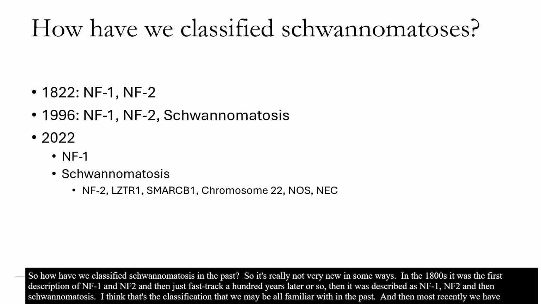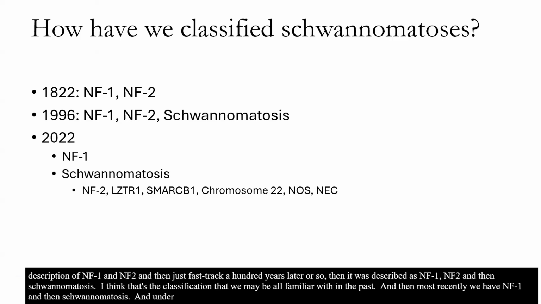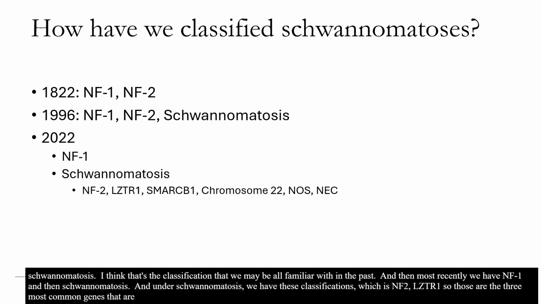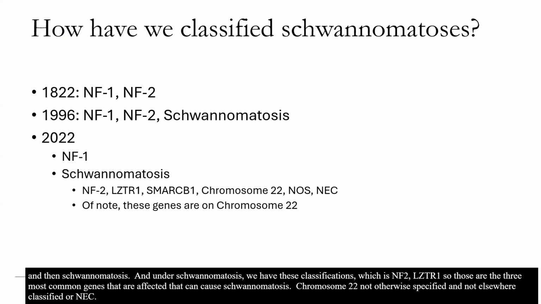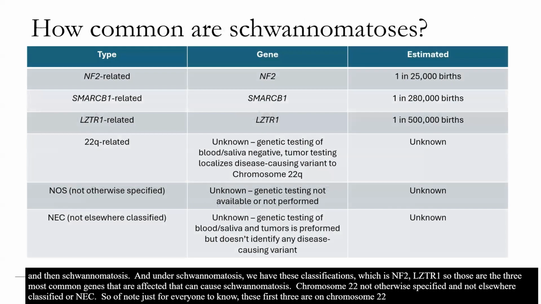Under schwannomatosis, we have these classifications: NF2, LZTR1, SMARCB1. Those are the three most common genes that we see that are affected, that can cause schwannomatosis. Then chromosome 22, not otherwise specified, or NOS, and not elsewhere classified, or NEC. Of note, all of these genes here, these first three, are on chromosome 22. So that's the unifying theme there.